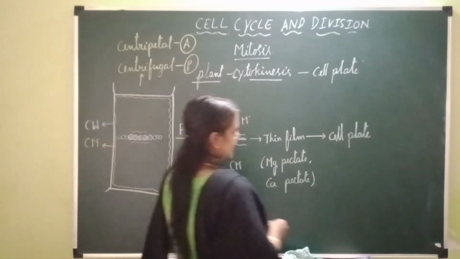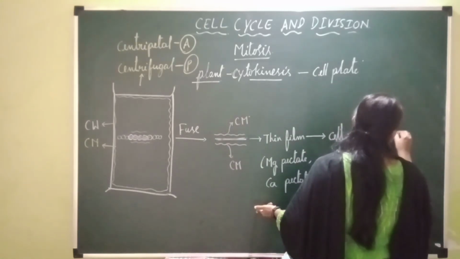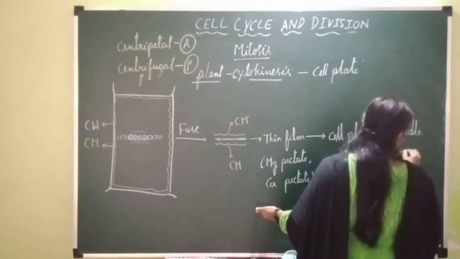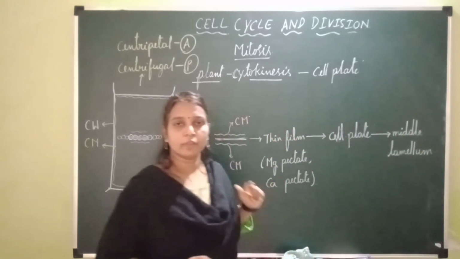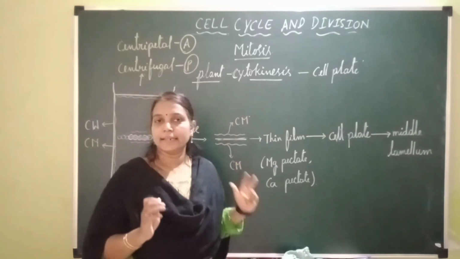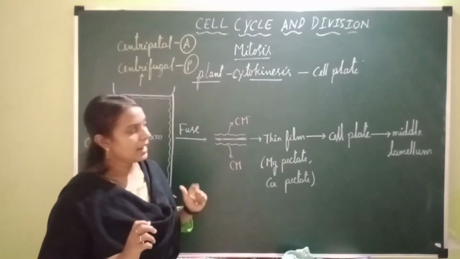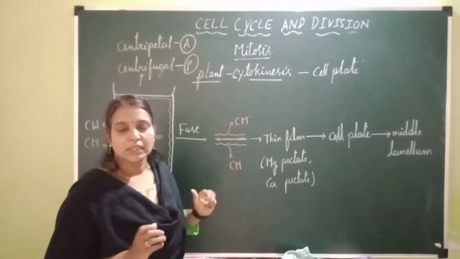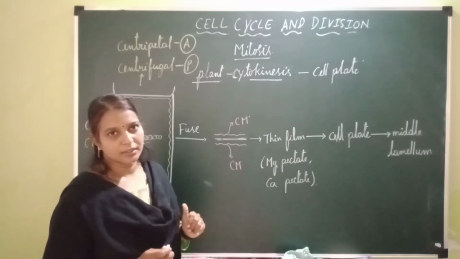Now let's see about this cell plate. So this cell plate develops into what? It develops into the middle lamella. So what is this middle lamella? The middle lamella is the first formed layer of the cell wall of plant cells, and it is the outermost layer of the cell wall of a mature plant cell. This middle lamella functions like a cementing layer because it glues or connects the cell walls of neighboring cells together.